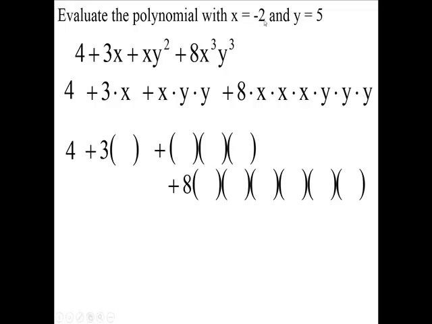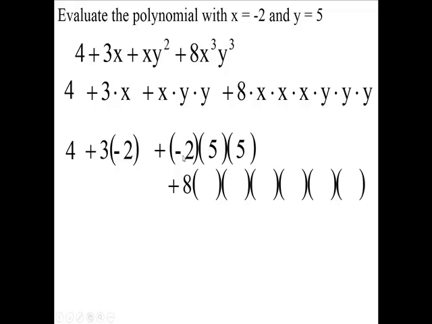Now, in place of the x, we're going to plug -2. So this x here is -2. Here we have -2 for this x. This is y times y. So this is y times y. So now we're going to plug a 5 in here and here.